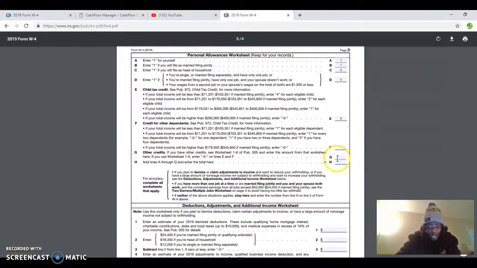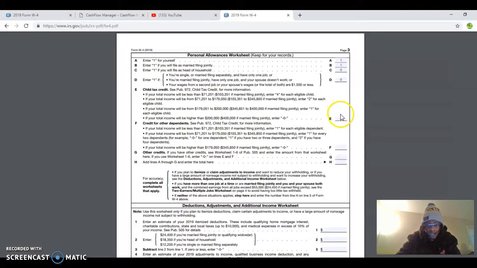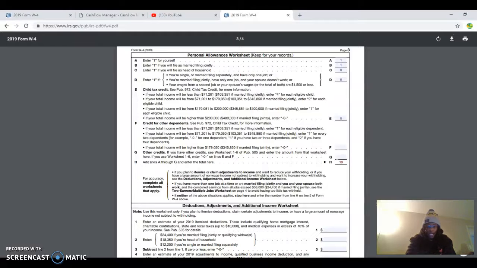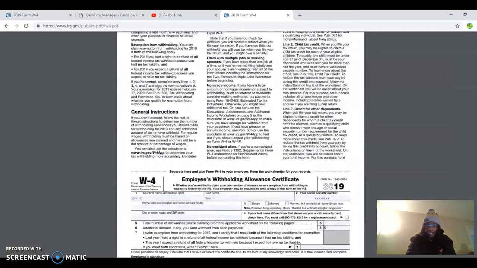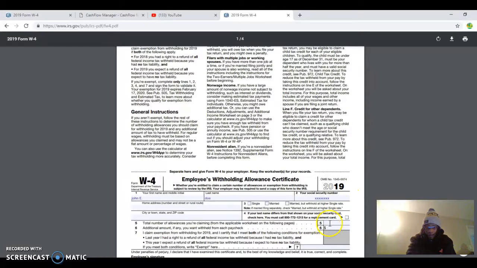Okay, so you don't answer those. Line H says enter A through G. So you look at your A and you look at your G and you enter in those numbers, 8, 9, 10. So mine's 10. I don't know what yours is, but you enter that number right there. Boom. Okay. From there, right there on your front paper, number 5, you enter in that number.